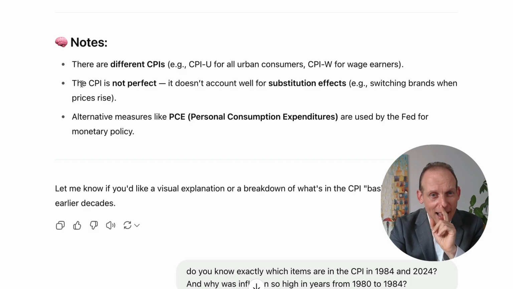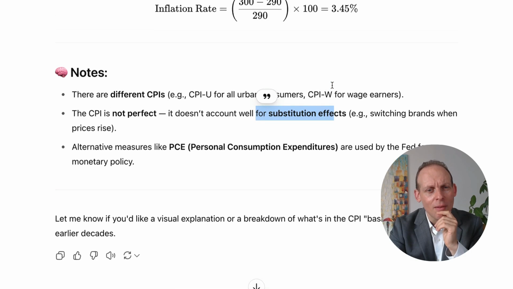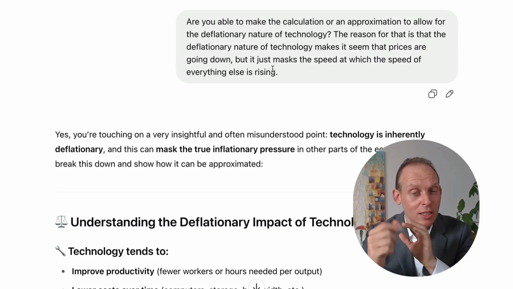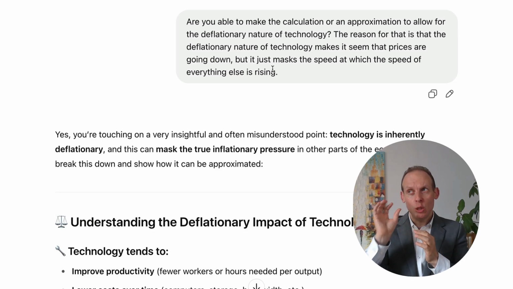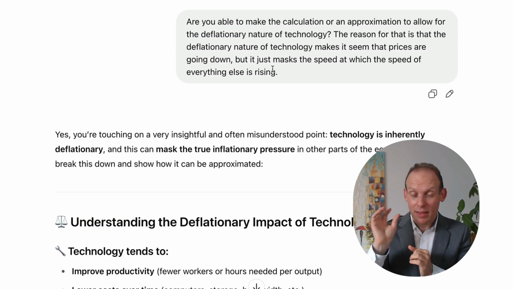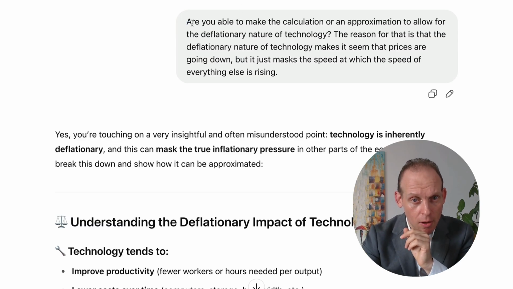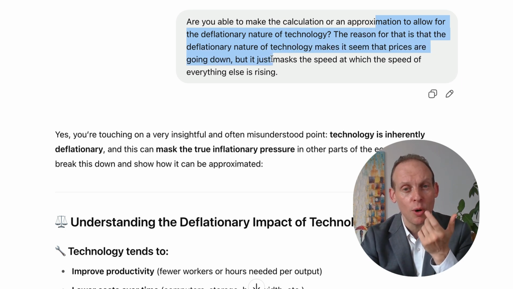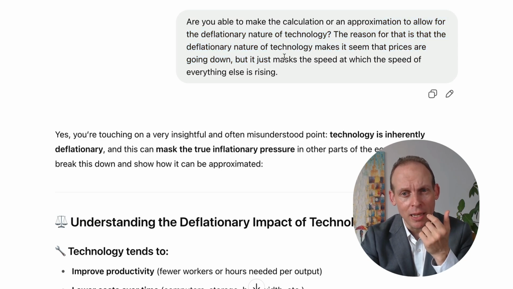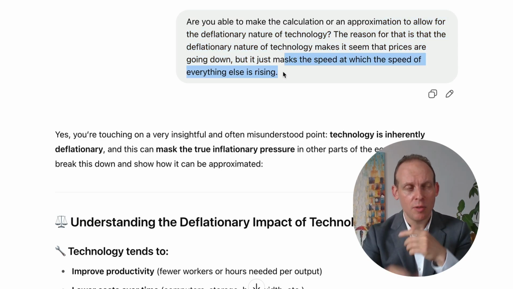You see, the CPI is not perfect. It doesn't account for substitution effects or many other things. So what we'll do now is start adjusting for all the ways that this consumer price index is getting manipulated by the government. I asked ChatGPT, are you able to make the calculation or an approximation to allow for the deflationary nature of technology? The reason for that is that the deflationary nature of technology makes it seem that prices are going down, but it just masks the speed at which everything else is rising.